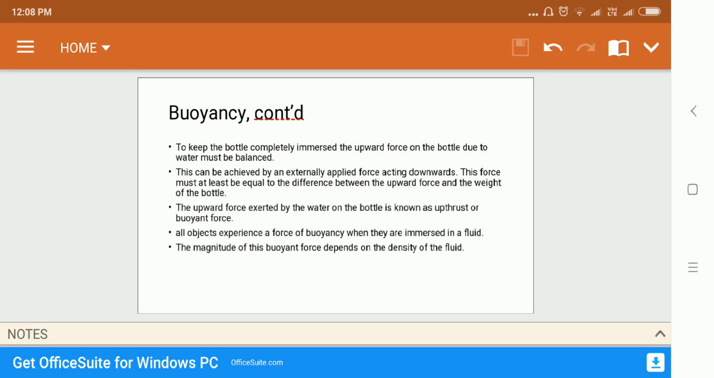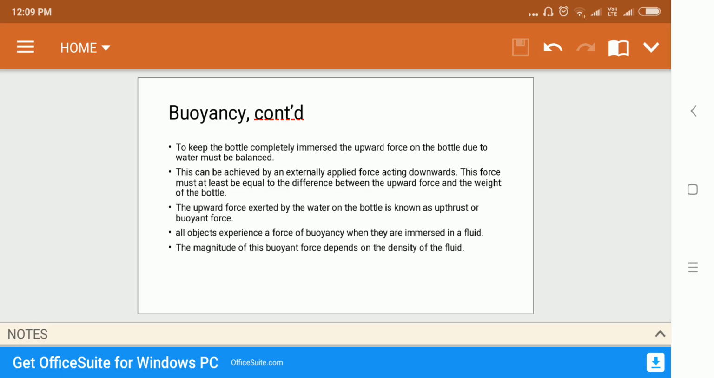At least the difference between the force given by the water and the weight of the bottle. If we apply at least that much force, the bottle can stay inside the water. If we remove this force, the bottle comes upward. Why? Because the force given by the water is higher than the weight of the bottle. So an upward force is experienced by the bottle and it comes outward. That upward force given by the water onto the bottle is known as upthrust or buoyant force or buoyancy.